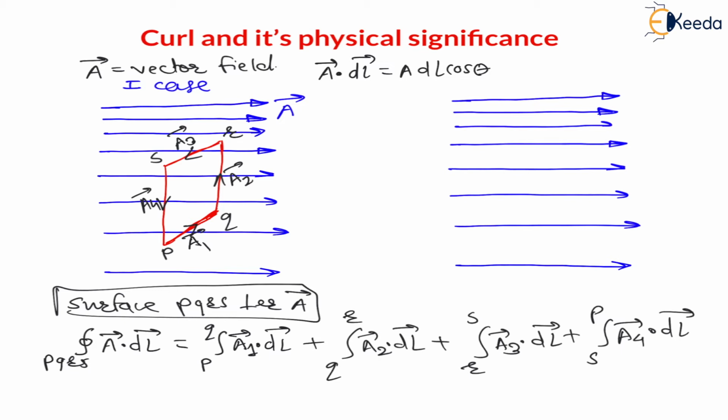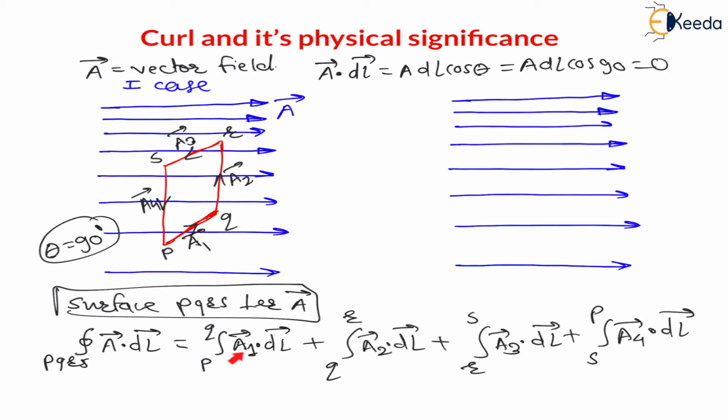So my dear students, vector A, here already we have written PQRS is perpendicular to A, means PQ is along z-axis and A is along x-axis. Z and x are perpendicular to each other. Then again QR is along y-axis and A is along x-axis, again perpendicular. Means at each and every location, theta is 90 degree. And my dear students, what is cos 90? Cos 90 is 0. In first case, it will become A dl cos 90, which is equal to 0.